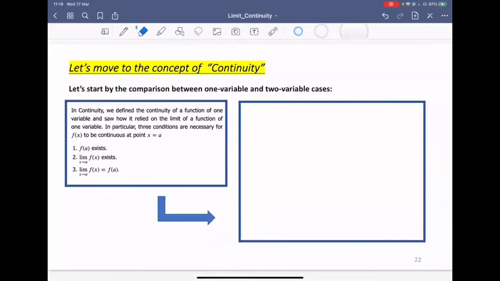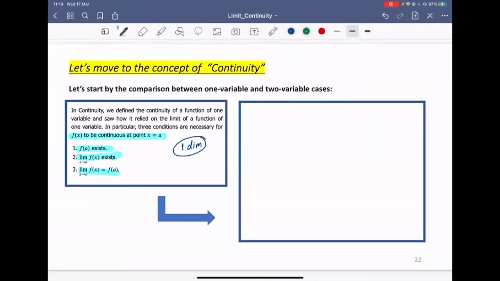Well, let's move to the concept of continuity. This is the concept that is not that hard compared to limit. So this is what you did in Cal 1 in one dimension. When you say the function is continuous at the point a, in one dimension, you say the limit must exist, right? And then the function f at a exists, and the limit exists, and they are equal to each other. That means the function f is continuous at the point a. This is in one dimension.